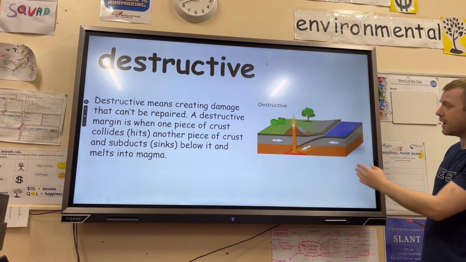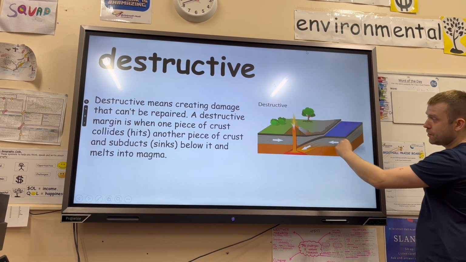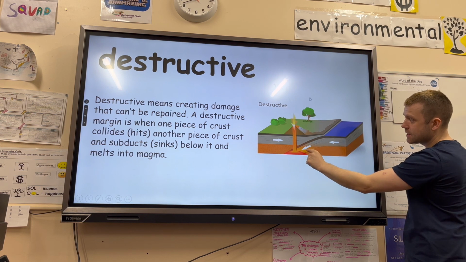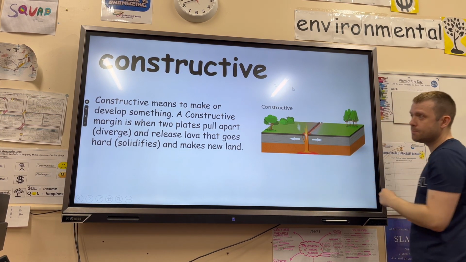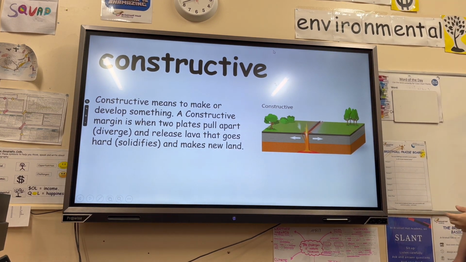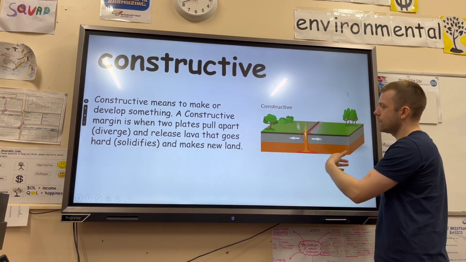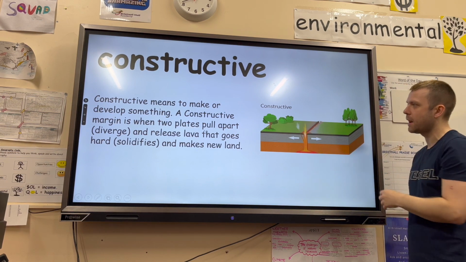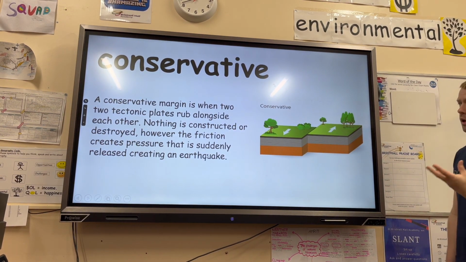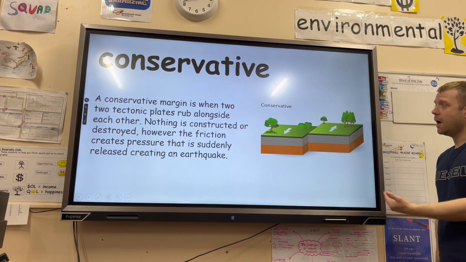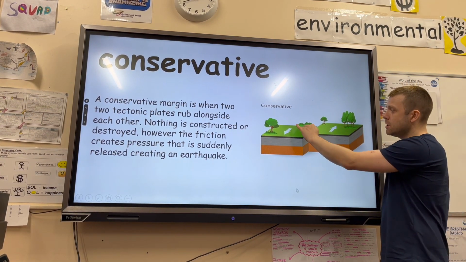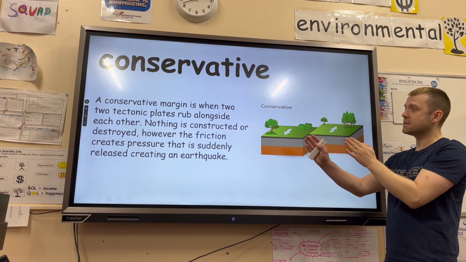Now, if you imagine this side of this plate here is being destroyed, this side is being made bigger. Destructive, constructive. We can also say divergent plate margin because the two plates are moving apart. Conservative, nothing is being made, nothing is being destroyed. However, at a conservative plate margin, two pieces of crust are moving past each other.